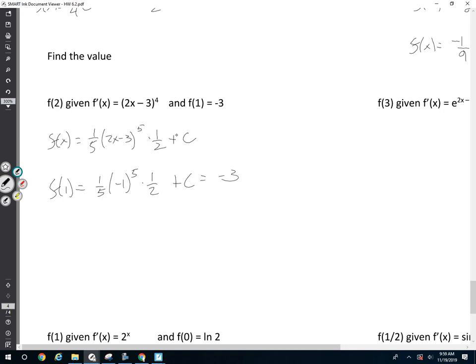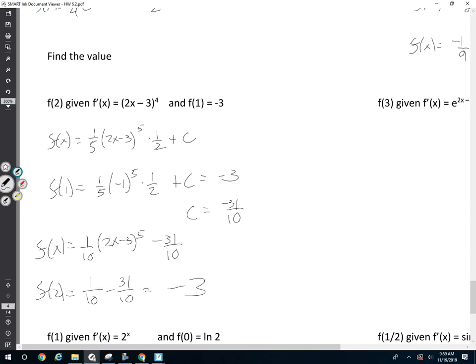So negative 1/10 subtracted from 30/10 is negative 31/10. Great. So f of x is equal to 1/10 (2x minus 3) to the 5th minus 31/10. F of 2, not that bad, is 1/10 minus 31/10, because this is 1 to the 5th, which is minus 30/10, which is minus 3. Cool.